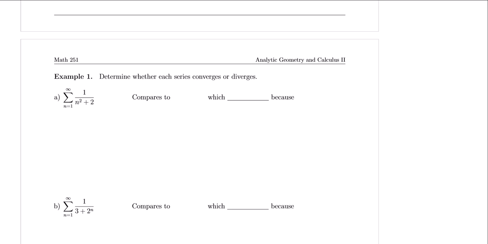So for our first series, we have the sum as n goes from 1 to infinity of 1 over n squared plus 2. All right, so will this one here be easier to compare to a geometric series or a p-series? Well, since I'm dividing here by an n squared, then I think a good series to compare it to will be the series 1 over n squared. Now this one here, is it diverging or converging? Well, it's a p-series with a p-value of 2, so this one converges.